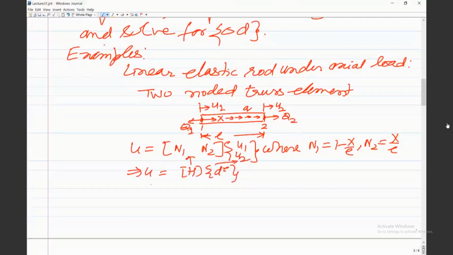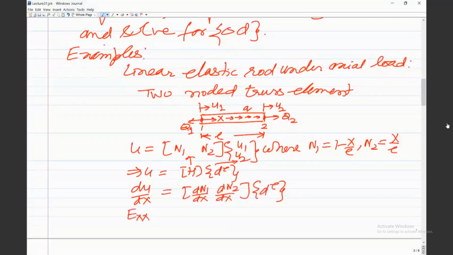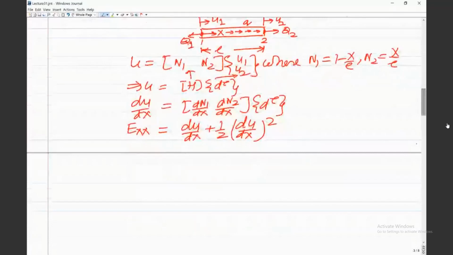And then we need du by dx. So du by dx will be equal to dn1 by dx, dn2 by dx, which you already know, into dE. Then if you look at the strain, we are considering the x component of the Green Lagrange strain tensor. There is only one displacement, u, which is a function of x. So this will be du by dx plus half of du by dx whole square. This is the Green Lagrange strain. Instead of the linear strain displacement relation, we are taking this nonlinear strain displacement relation.